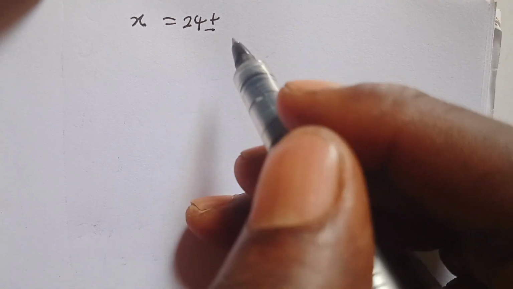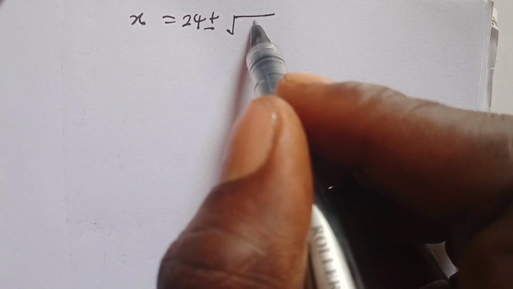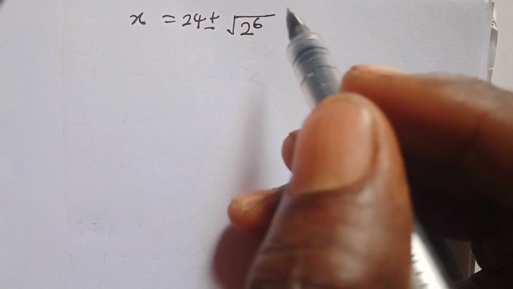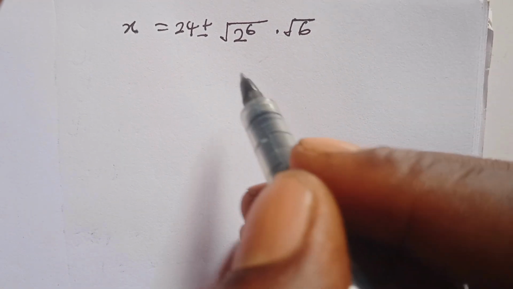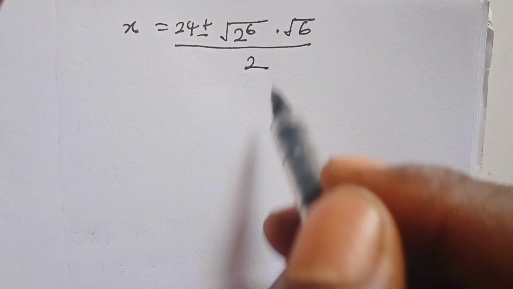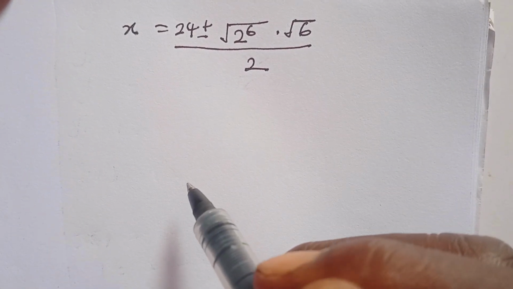Now, from our previous explanation, since our x is equal to 24 plus or minus square root of 2 raised to power 6 multiplied by square root of 6. So I just rewrite that out. So multiply by square root of 6. Now everything divided by 2. So it's easy for us to continue from where we stopped.